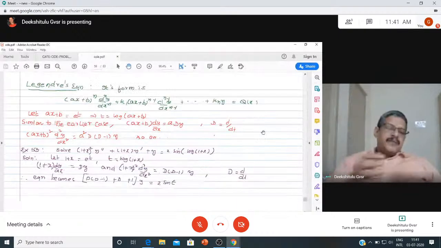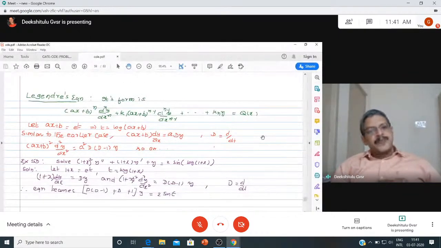Y. Another linear equation with variable coefficients, which can be converted into a linear equation with constant coefficients, is Legendre's equation. The first one is Cauchy's equation, and this is Legendre's equation. In the theoretical aspect, they can ask what is the function which transforms Legendre's equation into a linear differential equation with constant coefficients. The substitution is ax plus b is equal to e power t, or t is equal to log of ax plus b. That is the function which transforms Legendre's equation into a linear differential equation with constant coefficients.